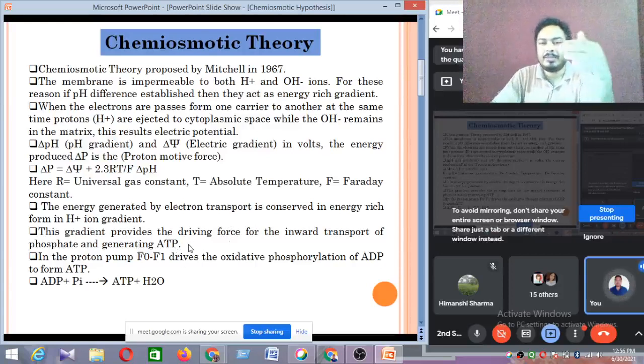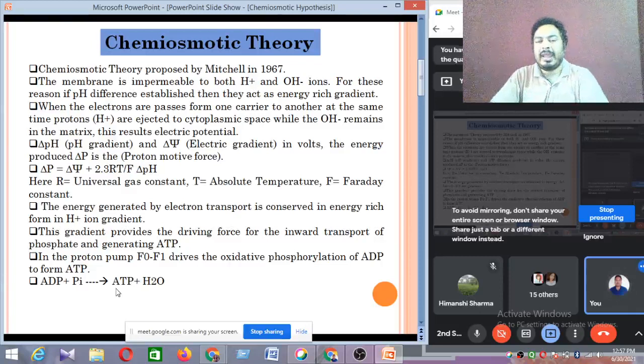How does it help? All the energy-rich H plus molecules now go inside complex number 5. Complex number 5 is called ATP synthase. Through the ATP synthase, all the H plus molecules get inside. When they get inside, the H plus molecules convert ADP plus Pi into energy-rich ATP molecules. The H plus molecules release their energy, and this energy is captured by the ATP molecule. The H plus molecules now do not have the energy, because it is transferred to the ATP molecule.